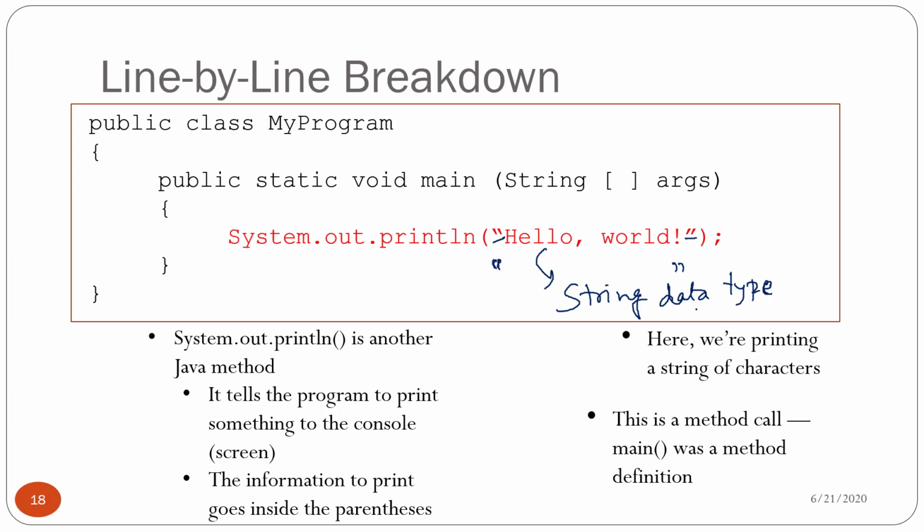So what is System.out.println? Let's try to understand. It is a Java method which we did not write. I did not write any method with the name println. I have only written the main method. So this println method that you're looking at is something which Java has written, and we want to use that method. So System.out.println is another Java method. It tells the program to print something to the console or the screen. Console means the screen. The information to print goes inside the parentheses.